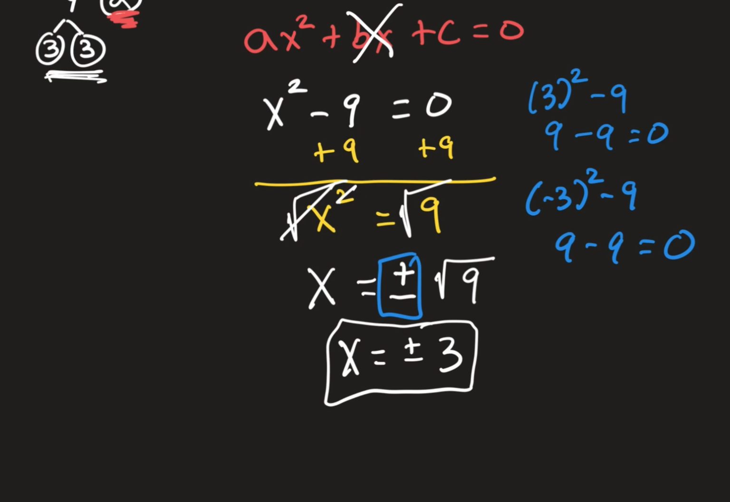Make sure you always, after you take this square root, the next step, make sure you put plus or minus that square root value. Okay? Let's look at the next one. So now let's go x squared minus 6 equals 92.